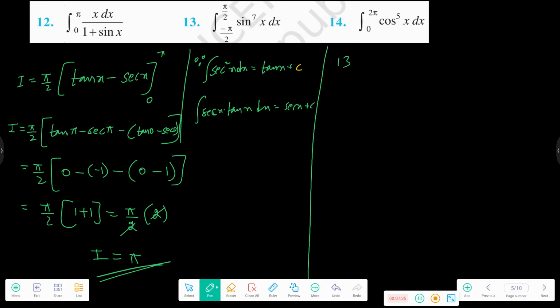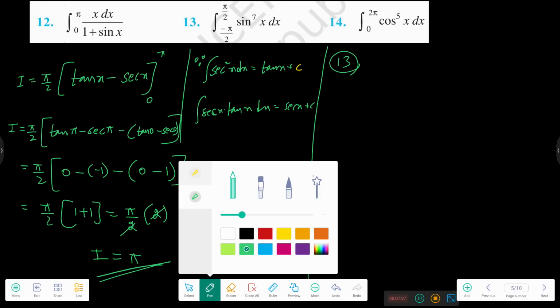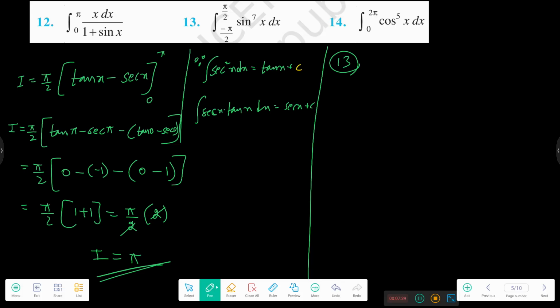For question number 13, let's start. I is equal to the integral from minus pi by 2 to plus pi by 2 of sin power 7 x dx. Children, you can notice this looks like a formula. Listen: integral from minus a to plus a of f of x dx. There are two answers I said for this.